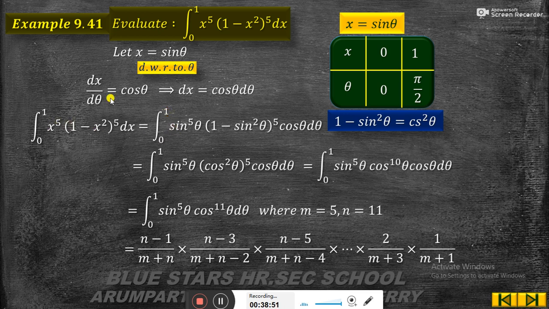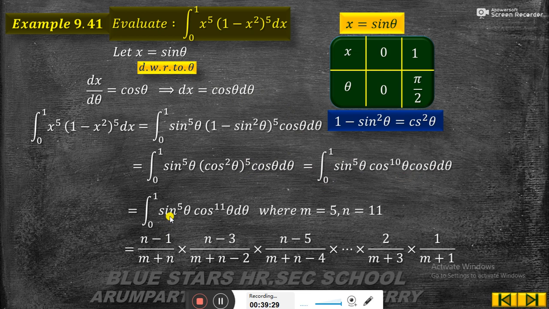Here 0 to pi by 2, x value is sine, so sine power 5 theta into 1 minus x square value is sine square theta, 1 minus sine square theta whole power 5, dx value is cos theta d theta. Therefore integral 0 to pi by 2, sine power 5 into 1 minus sine square theta, which is cos square theta whole power 5, into cos theta d theta. So integral 0 to pi by 2 sine power 5 theta cos power 10 theta into cos theta d theta.